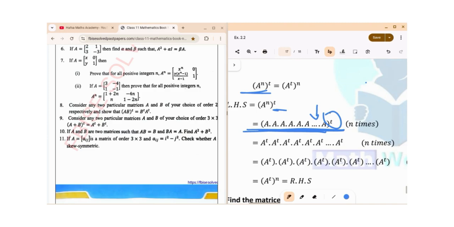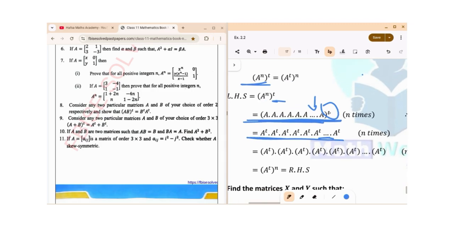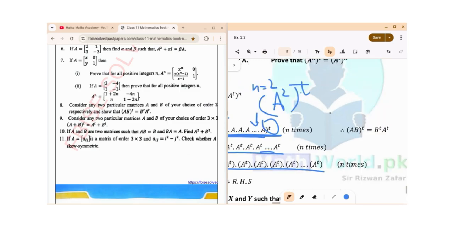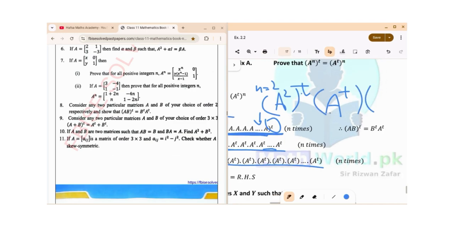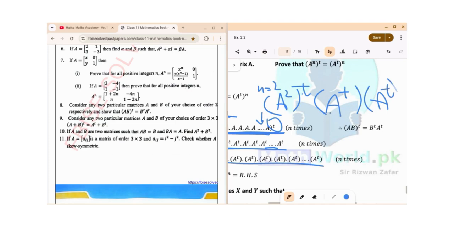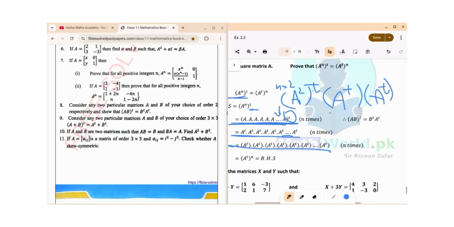And now since it's whole transpose, we can put transpose on each and every matrix of A, again showing "so on" to say it's as many times as needed. We can put the transpose separately, and even put it in a bracket, because if I wrote A raised to the power of 2, suppose n is equal to 2, A raised to the power of 2 whole transpose, I can also write it as A transpose into A transpose, as they've written over here.